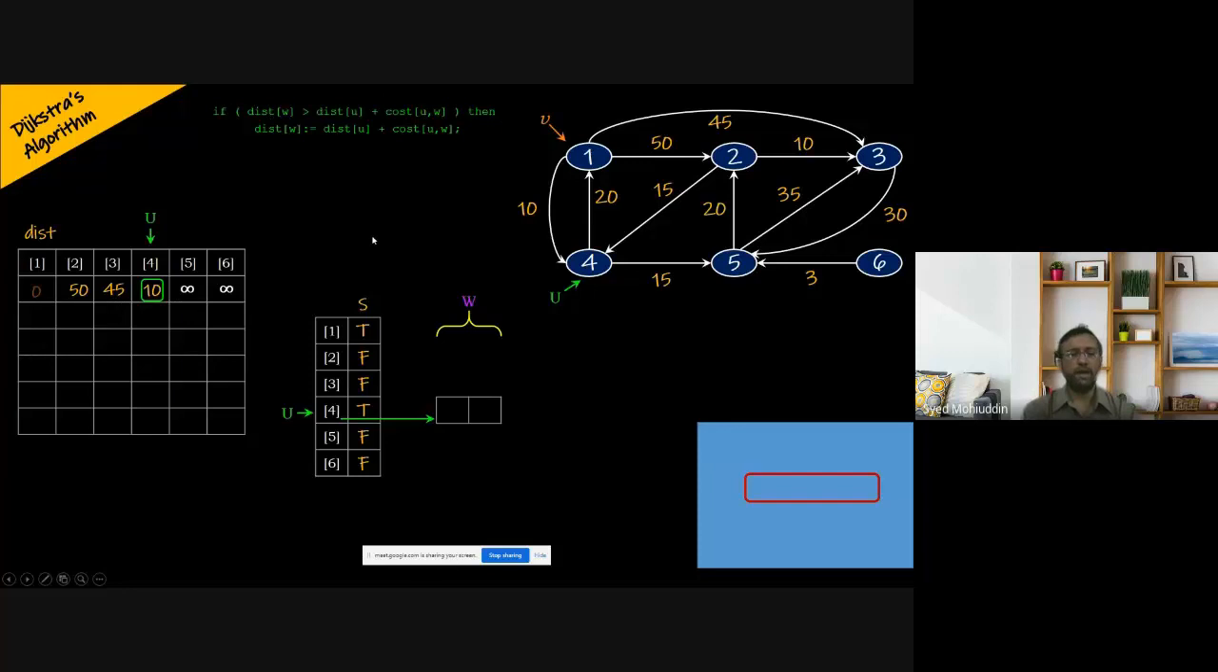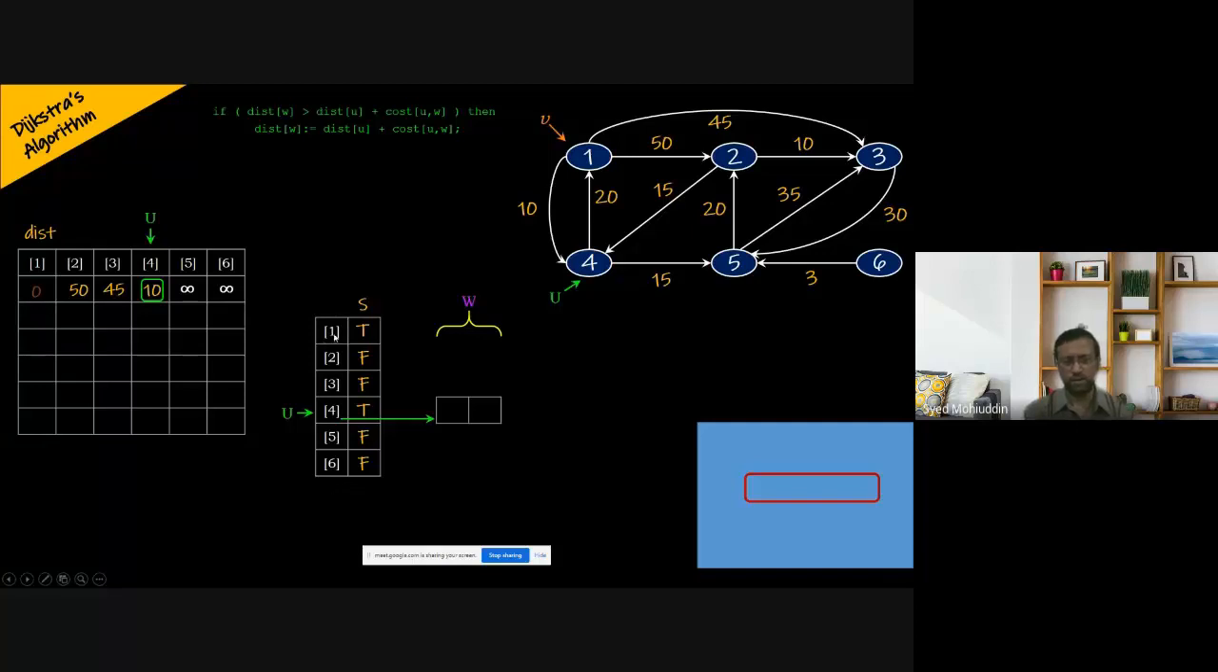Now we will be maintaining an array known as S, and this array is a Boolean array. It will be storing true or false, or 0 or 1. The length of this array S is the number of vertices. So we have a total of 6 vertices, so the length of the array will be 6.